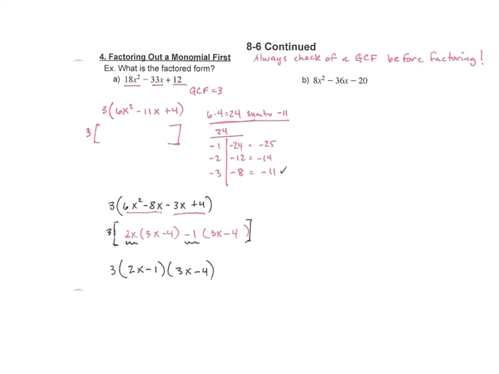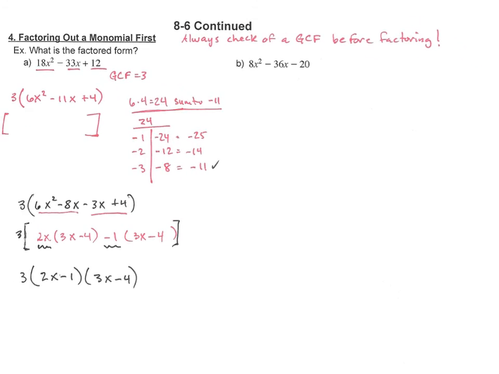Okay, so looking here at this next example, if we're going to factor B, I have 8, I have a 36, and I have a 20, and they all have something in common that I can factor out, and I believe it's going to be a 4. They can all be factored by 4. So if I factor 4 out of each one of those terms, that leaves 2x squared minus 9x minus 5.